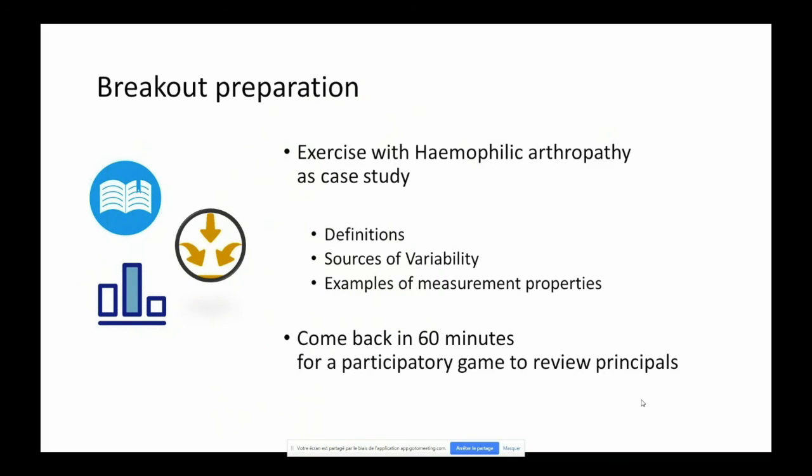In the breakout preparation, by using this case, we will try to permit the participants to understand the importance of the definition, the importance of looking at the sources of variability when an imaging instrument is proposed, and of looking at the measurement properties published in the literature, to see if the selected instrument can go through the filter of the OFISA algorithm.